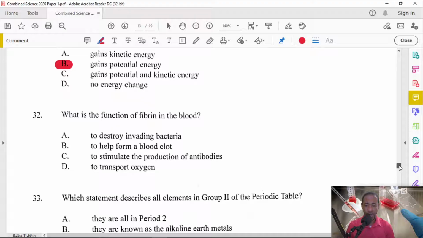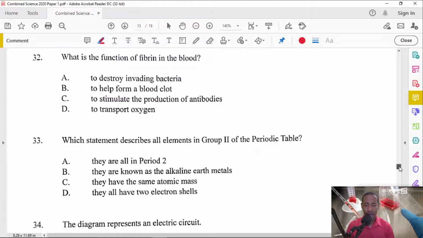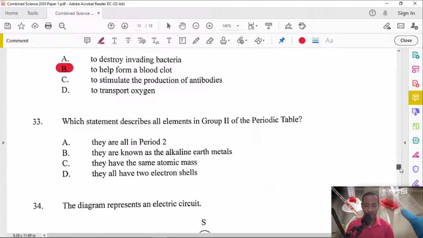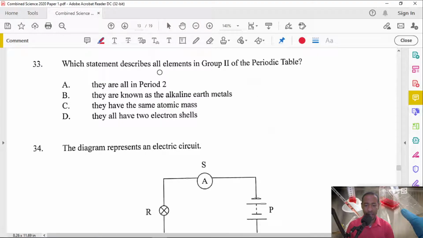And question number 32 said, what is the function of fibrin in the blood? And fibrin is the final protein that is formed when you have a blood clot. So it will help with blood clotting. Okay. So fibrinogen will turn to fibrin. All right. So blood clotting will be our answer. Now, question number 33. It said, which statement describes all elements in group 2 of the periodic table?